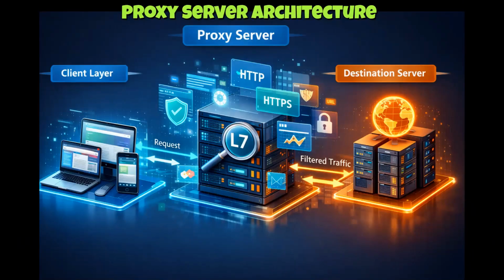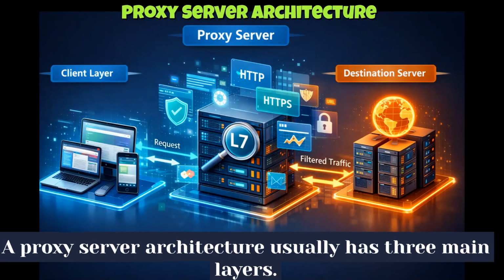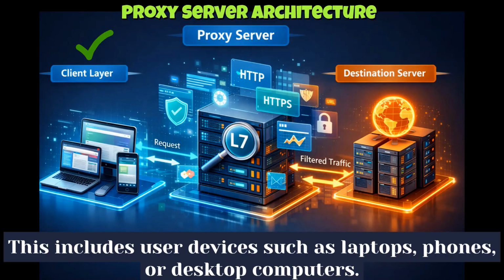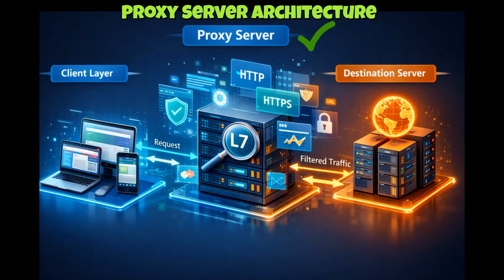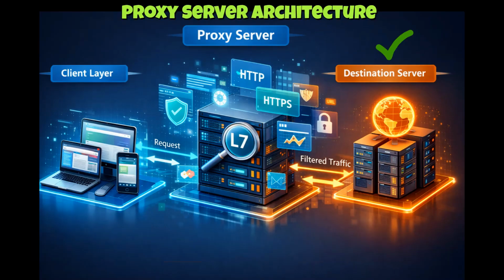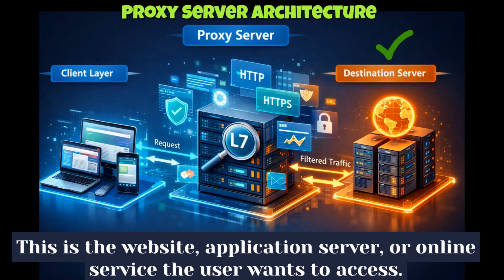Proxy server architecture. A proxy server architecture usually has three main layers. Client layer. This includes user devices such as laptops, phones, or desktop computers. Proxy layer. This is the intermediary server that receives, filters, modifies, forwards, and sometimes caches requests. Destination server layer. This is the website, application server, or online service the user wants to access.